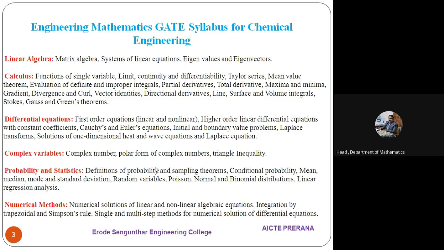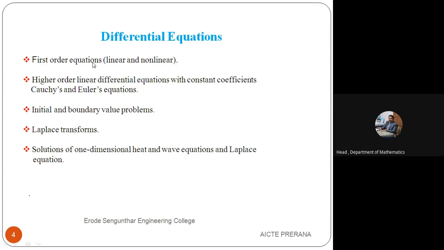This is the engineering mathematics syllabus for chemical engineering students for writing the GATE examinations in February 2021. These are the topics: linear algebra, calculus, differential equations, complex variables, probability and statistics, and then numerical methods. We are going to discuss differential equations.